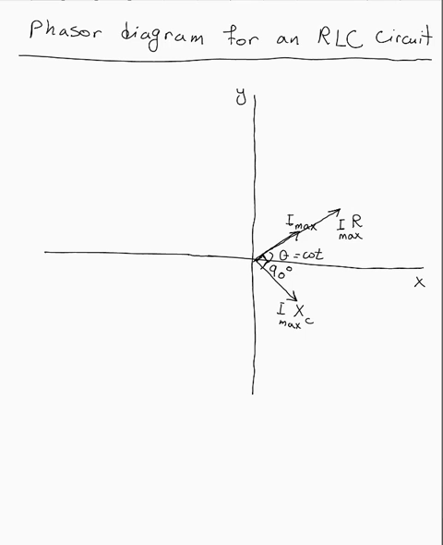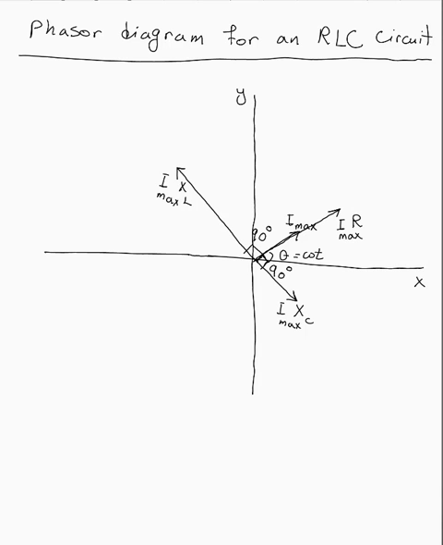Okay, let's move on to the inductor. The voltage across the inductor leads the current. Alright, so this is going to be the maximum voltage across the inductor. Let's call it I max times X sub L, and this is leading the current by 90 degrees.